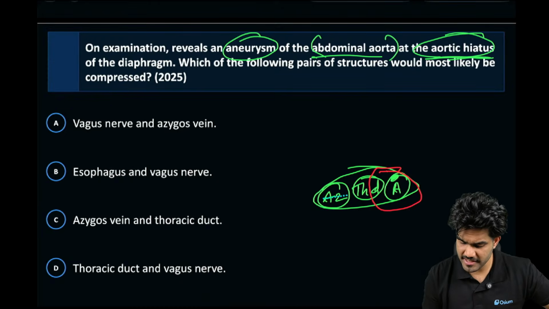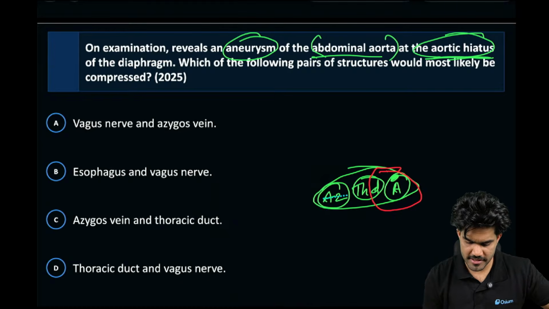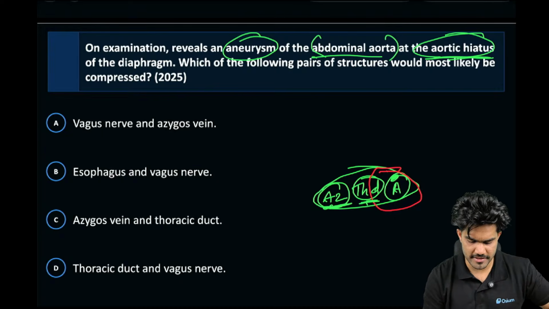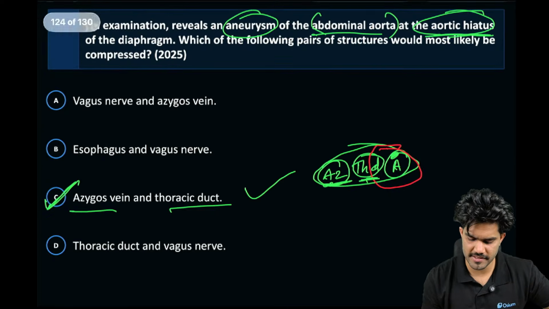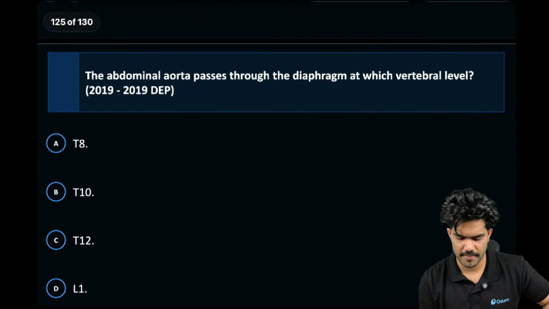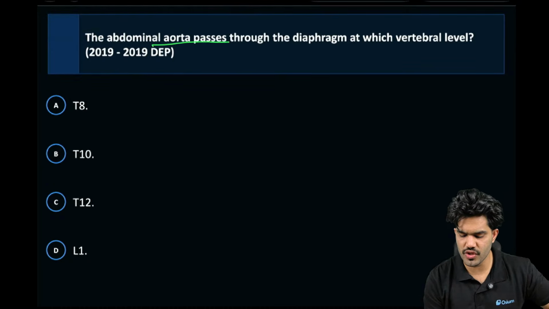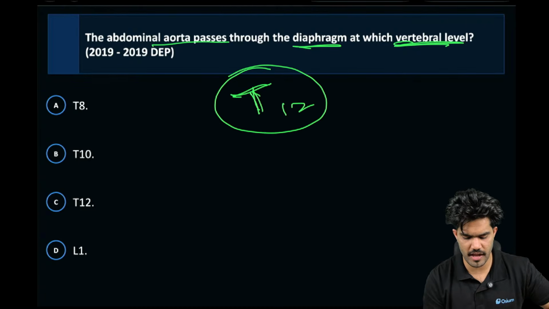So which structure is affected? Just think about the neighboring structures. Who and all? Esophagus and thoracic duct. See, the option will be C. Option C. Simple and easy answer. Okay. Now, the abdominal aorta passes through the diaphragm at which vertebral level? Easy question. Abdominal aorta, T12.